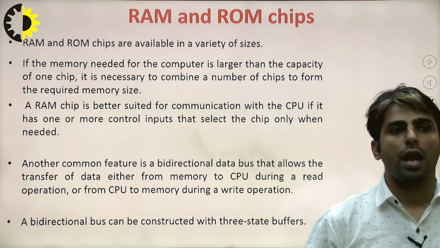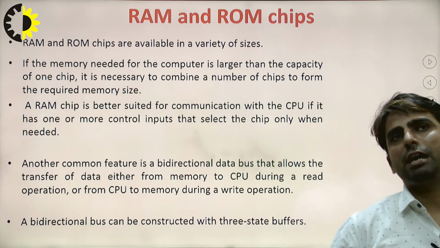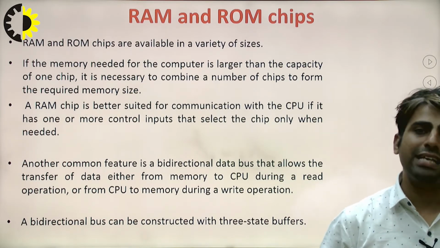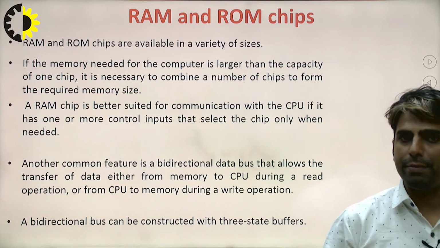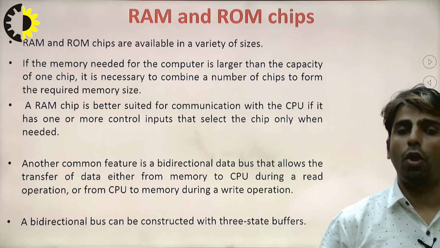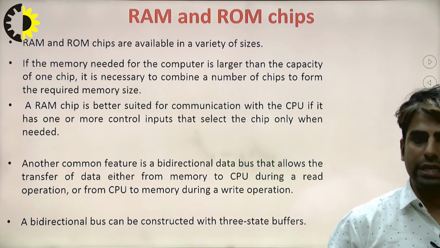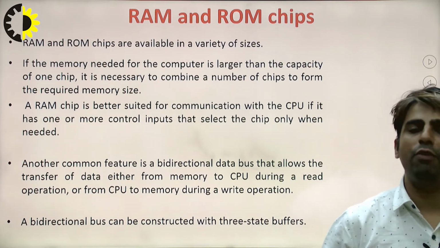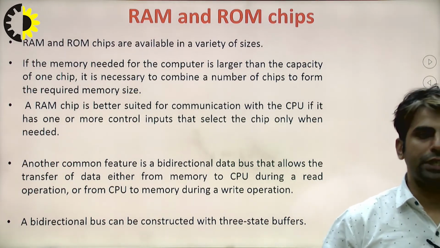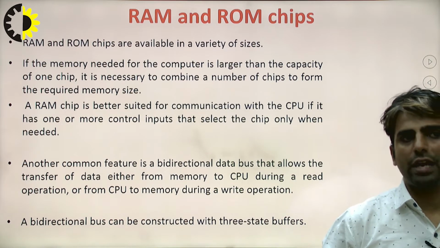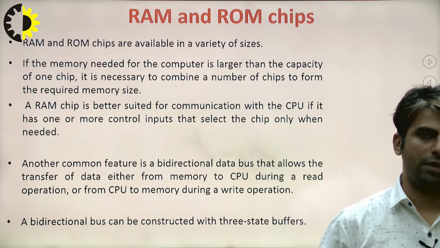Another common feature is the bidirectional data bus. Now what is this data bus? It carries your data. It may carry data from memory to the bus, or bus to the memory, or it may carry data from registers to the memory and vice versa. So that is another common feature, a bidirectional data bus that allows the transfer of data. As I just explained, this bus will carry the data.